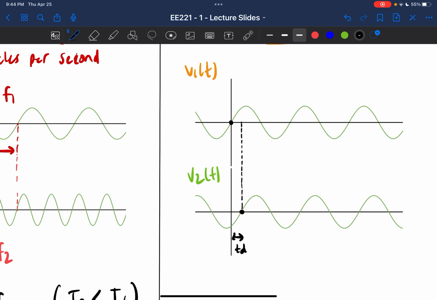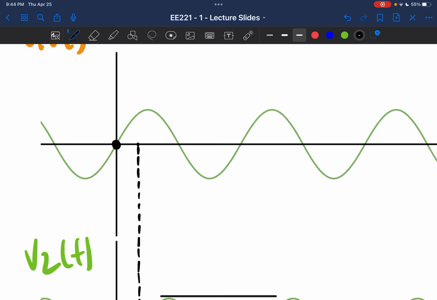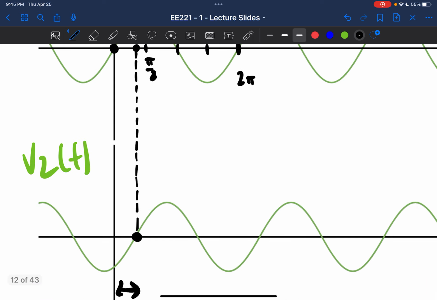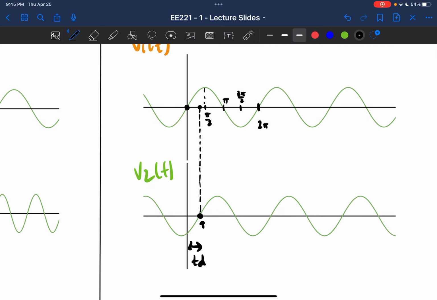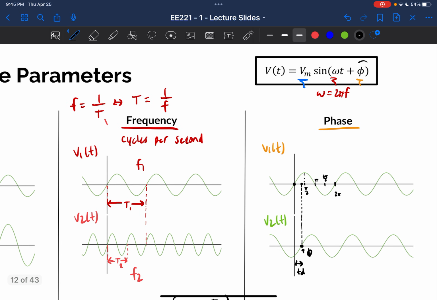But I can also write this as a phase shift if I'm thinking in terms of angles. If this is a cycle, like on my circle, I could call this 2 pi, this 3 pi over 2, this pi, and this pi over 2. Then this point right here would be at some angle greater than 0 but less than pi over 2. That would be my value for phi.